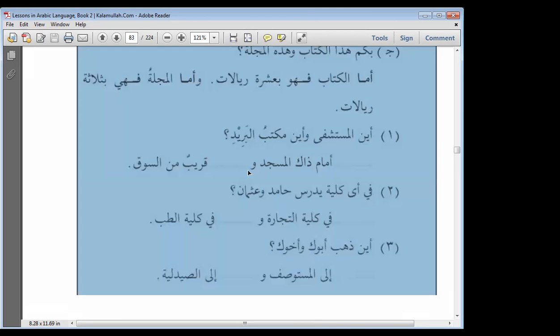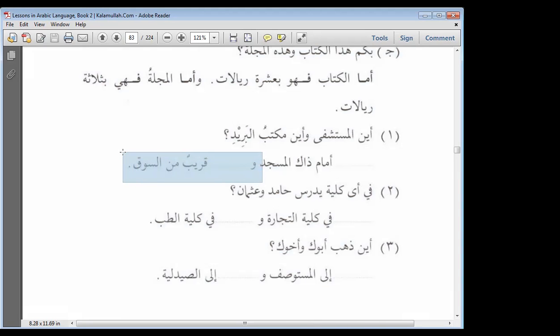وأما مكتب البريد فهو قريب من السوق. Everybody with me there? So using the same pattern, amma, then the word, then fa, and the pronoun referring back to that word. So if the word mustashfa is masculine, you say fa huwa. Amma al mustashfa fa huwa amama dhaka al masjid.